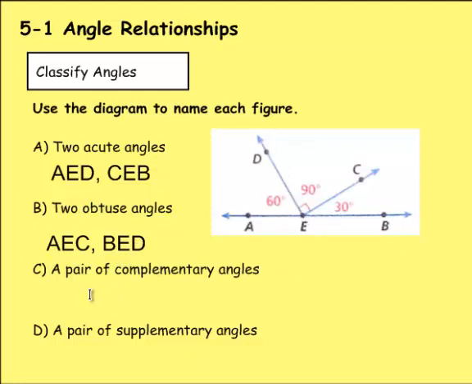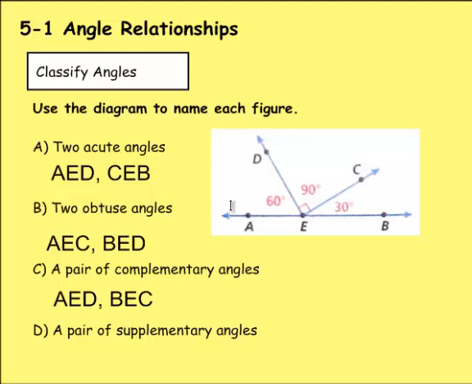Now we need a pair of complementary angles. These would be two angles that add up to 90 degrees. Even though they're not next to each other, I see that CEB, which is 30 degrees, and DEA, which is 60, would add up to 90. So I would write that in. AED, which is this left one here, with BEC, these ones together would create a complement, or 90 degrees. Then we have a pair of supplementary angles.